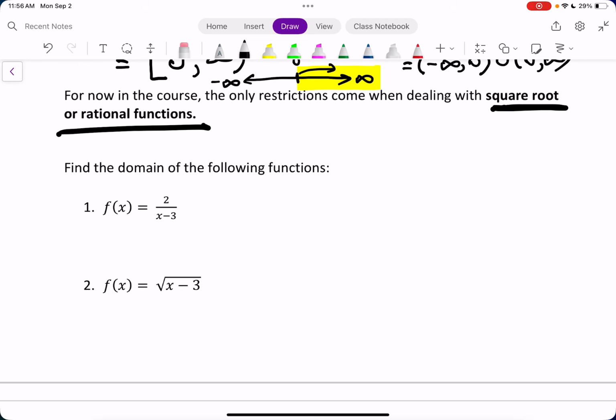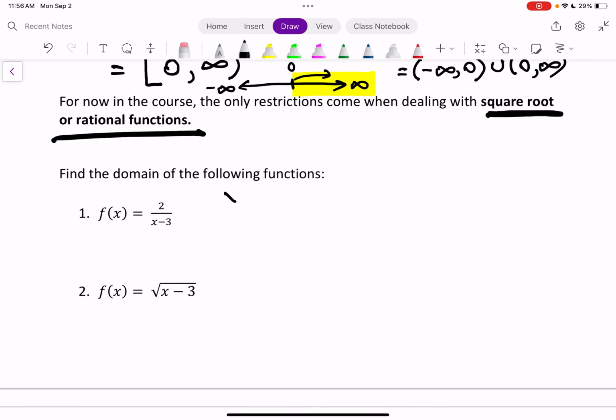So, as you see, you're dividing by a fraction. So x minus 3 better not equal 0. So what's going to make x minus 3 equal 0? Well, if x is 3, right? 3 minus 3 would get you a 0 on the bottom.